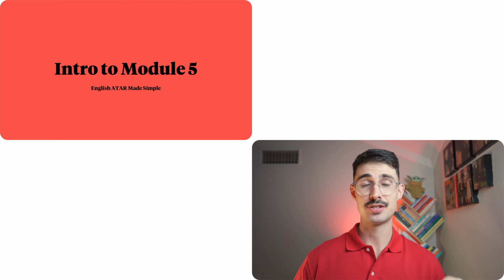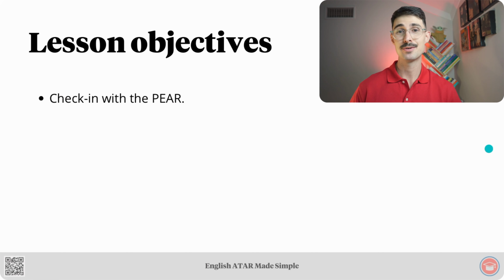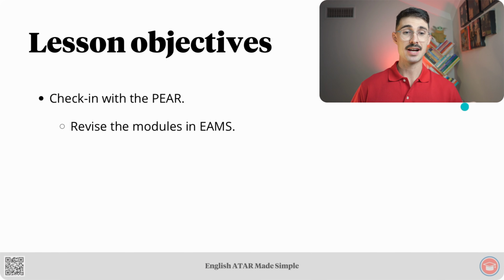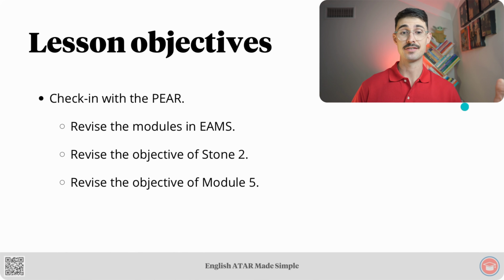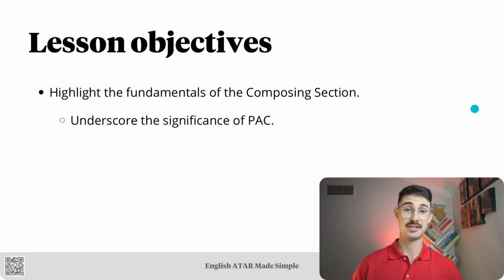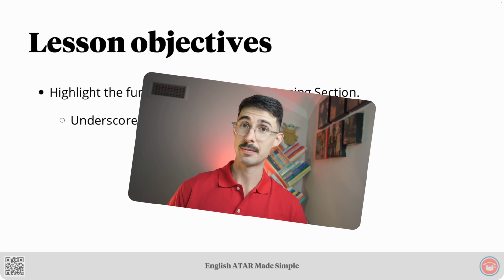Here's what we're going to do in this lesson. Firstly, we will check in with the pair. You already know how I feel about this beautiful fruit. We will check in with the pair by revising the modules in EAMS, revising the objective of Stone 2, and of course, revising the objective of this module. After we've checked in with the pair, we'll highlight the fundamentals of the composing section. We'll underscore the significance of PACK, not Pac-Man.